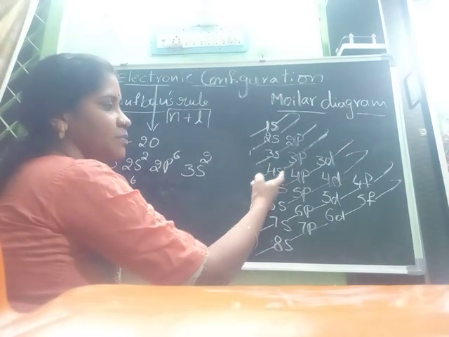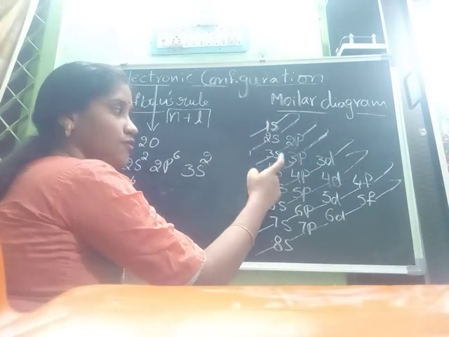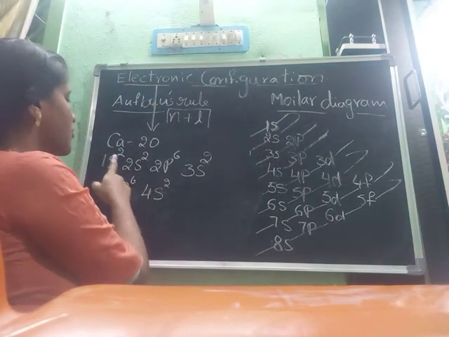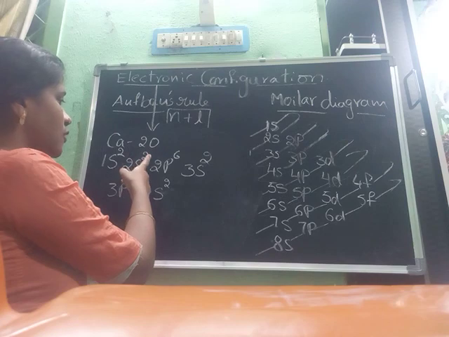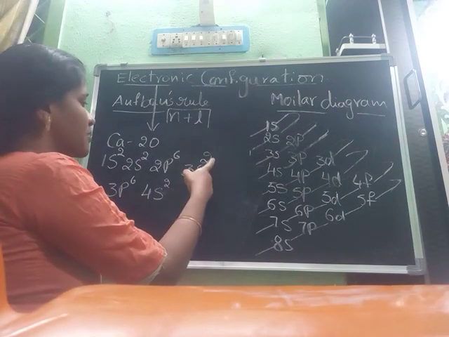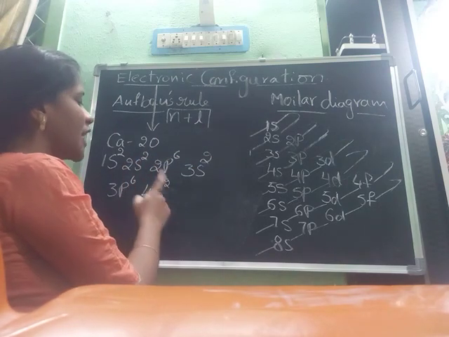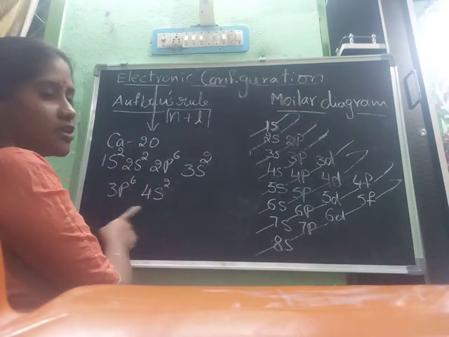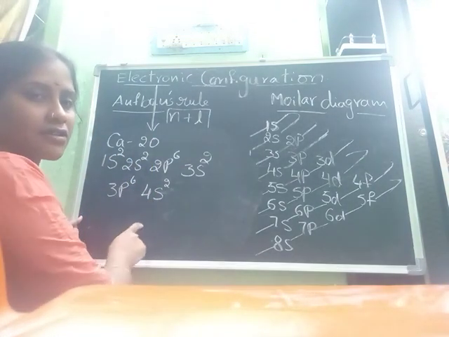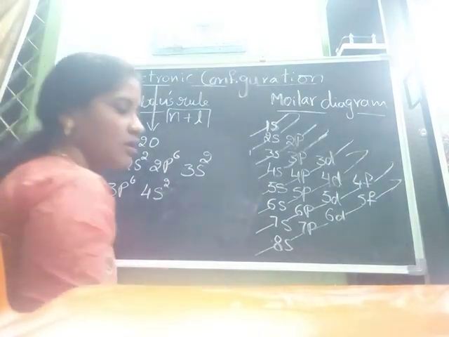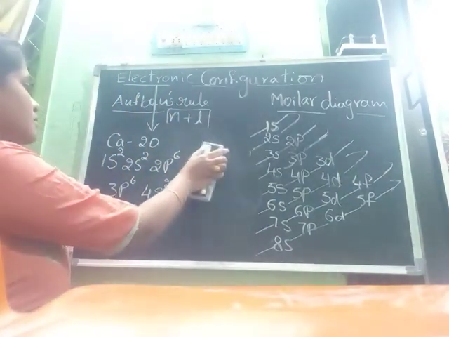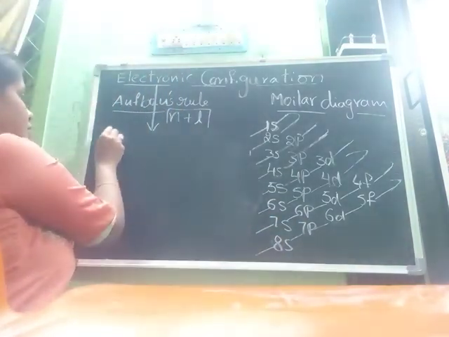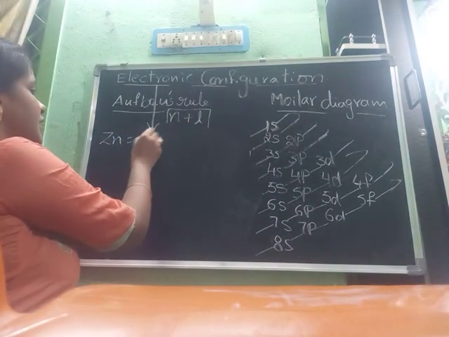Next, after 3p comes 4s, not 3d. 4s, how many? 2. Now you check it: 2 plus 2, 4. 4 plus 6, 10. 10 plus 2, 12. 12 plus 6, 18. 18 plus 2, 20. Yes. Calcium atomic number 20, electronic configuration is this one. Next I'll write zinc. Zinc atomic number is 30.